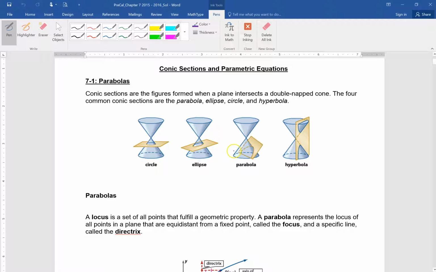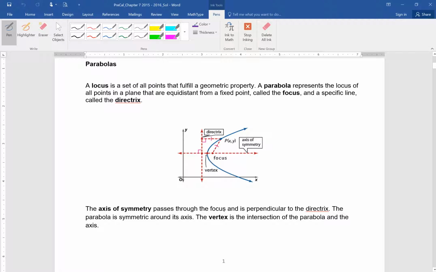All right, so parabolas are one of the conic sections, and you get it by slicing a cone at an angle like this. So let's talk about the different characteristics of parabolas. How do you get a parabola? Well, it's kind of exciting actually, because a parabola is the locus. What's a locus? It's just a set of points that map out a geometric shape. So if you get all the points that map out a circle, that's a locus. If you get all of the points that map out a parabola, that is a locus, those points together.